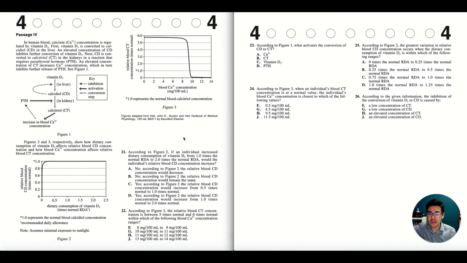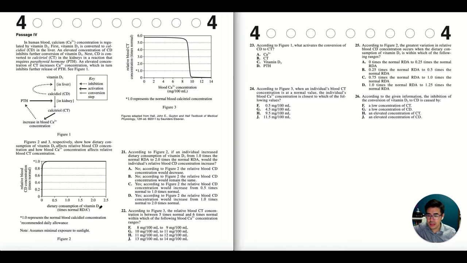It says, according to figure 2, if an individual increased dietary consumption of vitamin D from 1 times to 2 times, what happens with the relative blood concentration? Okay, so on figure 2, the individual diet vitamin D3, where's D3? D3 is right here. 1 time to 2 times would increase. Well, no, the graph is flat, so no. And then it wouldn't decrease, it just remained the same.